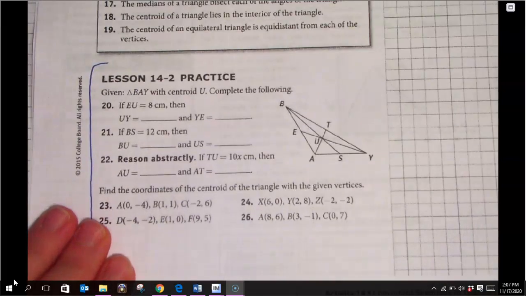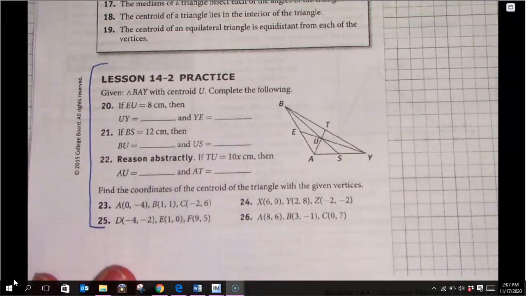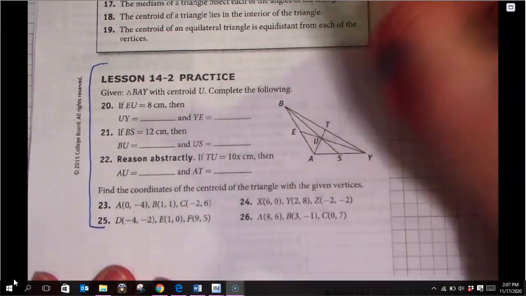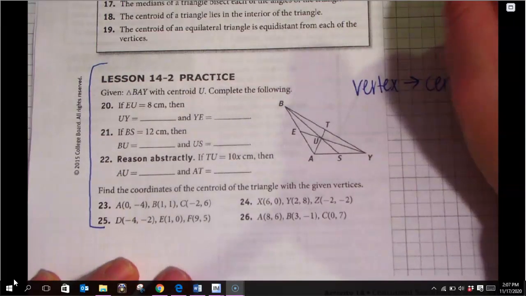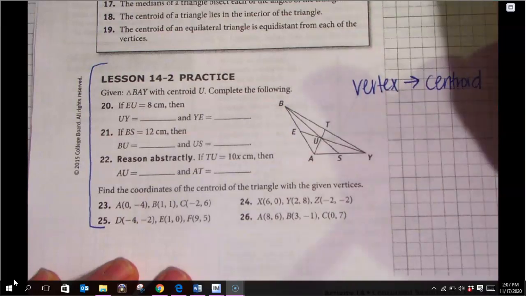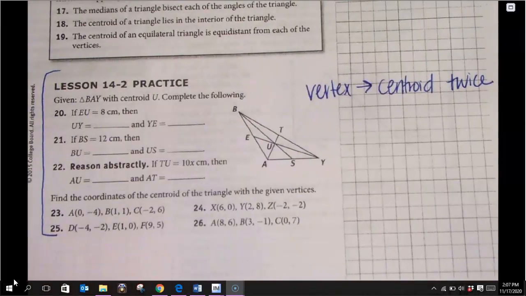So this hopefully will help you be able to do these homework problems, because your homework is going to be on page 197. You are doing 20, 21, and 22 based off of what I just told you. From the vertex to the centroid is twice, and then from the centroid to the midpoint is not twice.